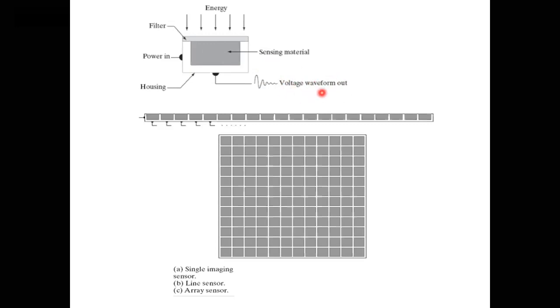This is the single imaging sensor, this is the line sensor, and this is the array sensor, like a matrix. By using the sensor, capturing the image occurs. Capturing, in the sense, means to acquire the image.